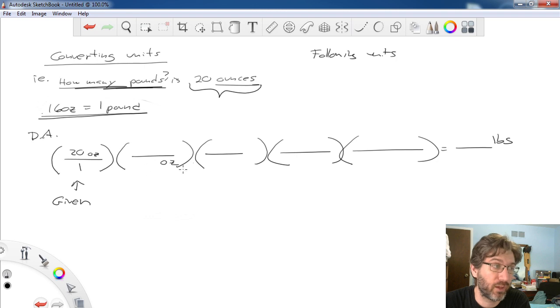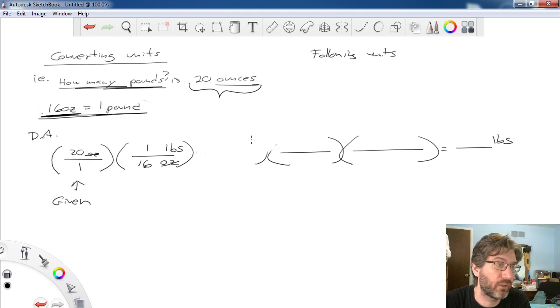If ounces are on bottom here, my relation is to pounds. Pounds has to be on top. Once I get my units in, my numbers plug right in. 16 clearly goes with ounces, so I'm going to type 16 there, and 1 clearly goes with pounds. I'm going to put 1 there. And now I know ounces are going to cancel, and it's going to leave me with just pounds. Pounds didn't go anywhere. Well, that's what I want, so I actually don't need more ratios for this.